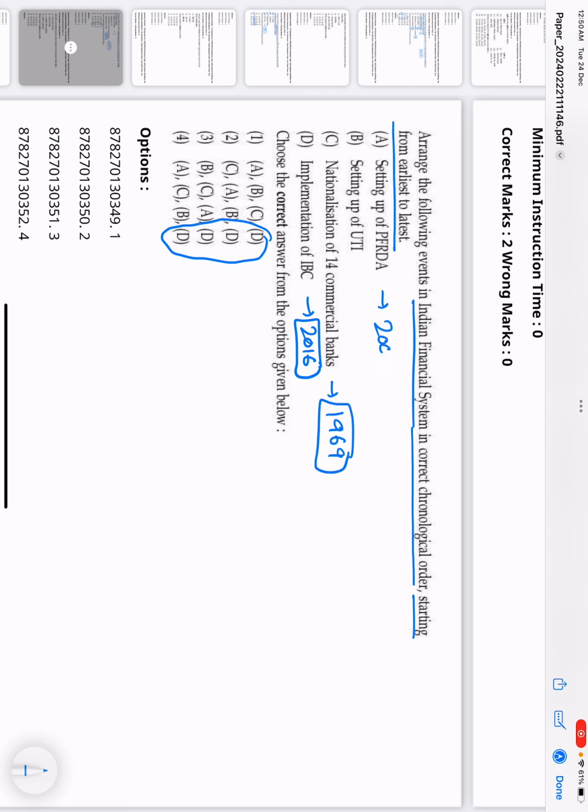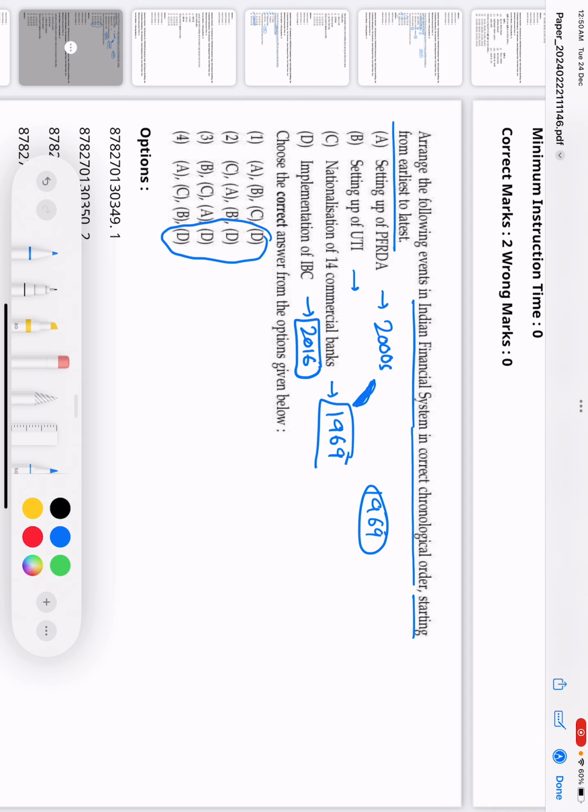Arrange the following events in Indian financial system in correct chronological order starting from earliest to latest. So implementation of IBC was in 2016. This is very latest. Okay, they have already given it. Nationalization of 14 commercial banks, 1969. Setting up of this happened in the 2000s. And setting up of UTI may be in between this. UTI was not launched before 1969. So it is between this. So we'll rank this as 1, 2, 3, 4, and I will check. So it is actually C.